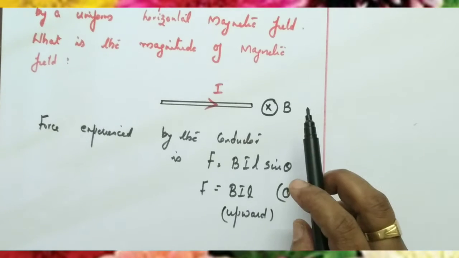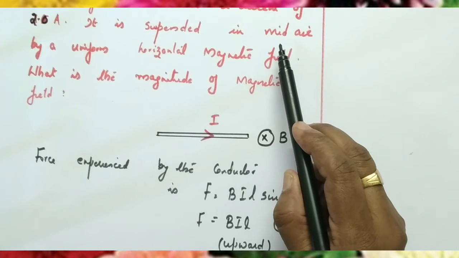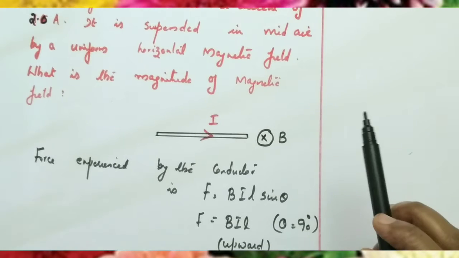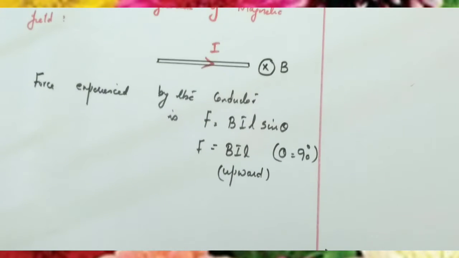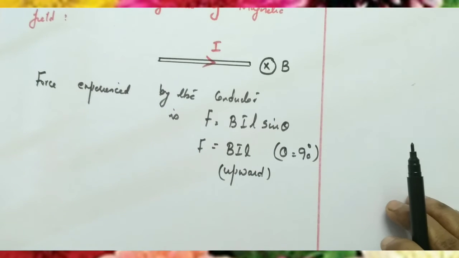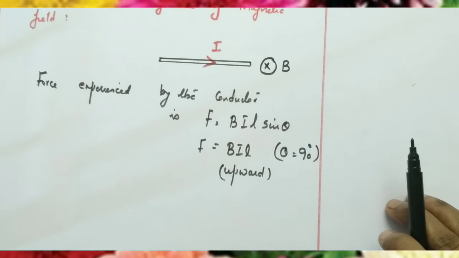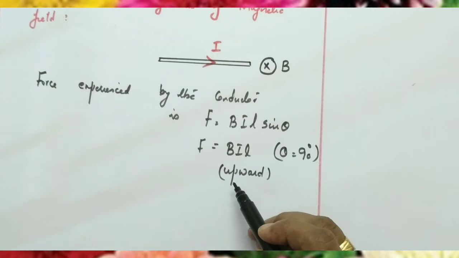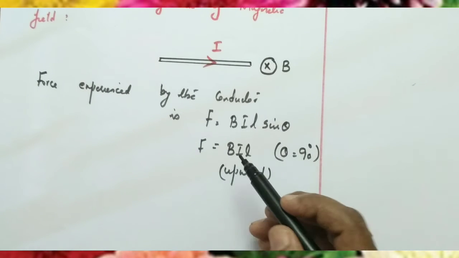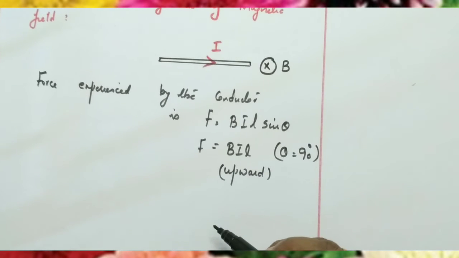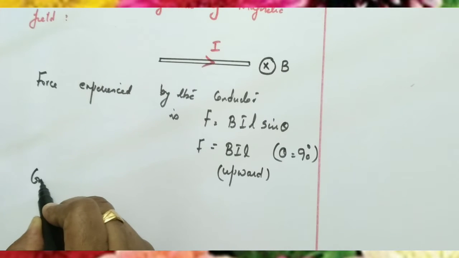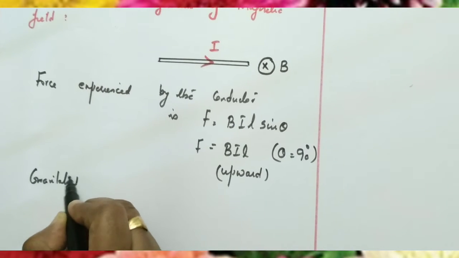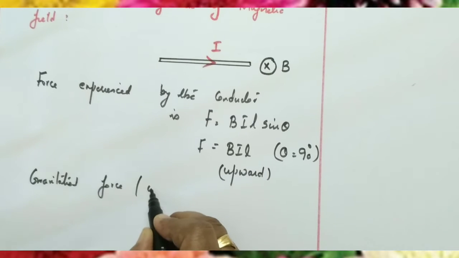Now the conductor placed in the magnetic field is suspended in mid-air, which means it remains stationary. One force, the magnetic force, is acting in the upward direction, so some other force must be acting in the downward direction for the rod to remain stationary. What may be that other force? That is the gravitational force, which appears as weight.